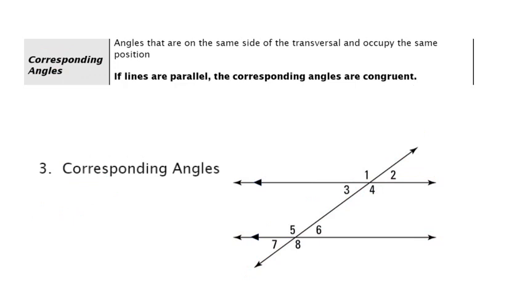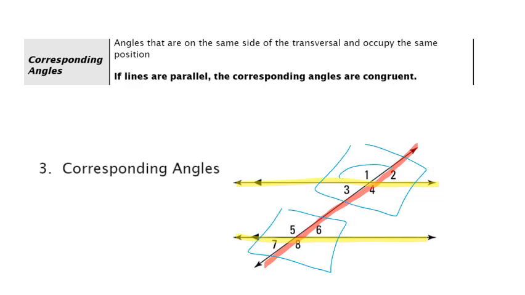The next definition is going to be corresponding. So again, if I was to trace this out, corresponding are basically angles that occupy the same position, right? So they're on the same side of the transversal. And so, for example, if I think of these almost like two different sets, angle 1 is in the upper left, angle 5 is in the upper left, those would be corresponding to each other. They're occupying that same position. Same thing with 2 and 6.